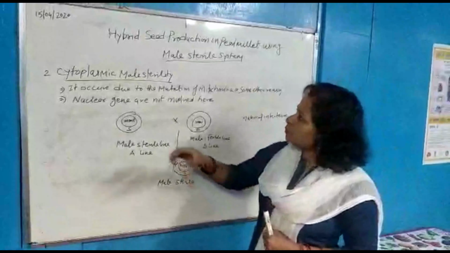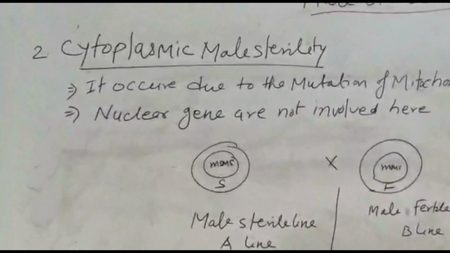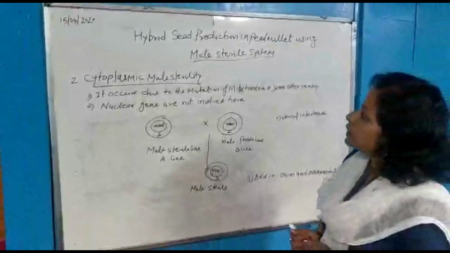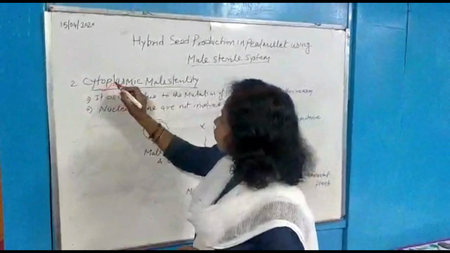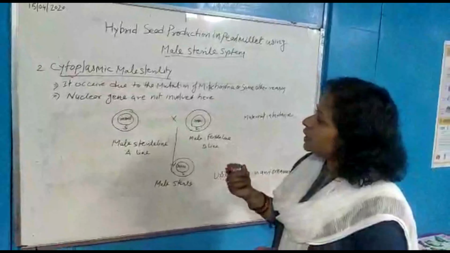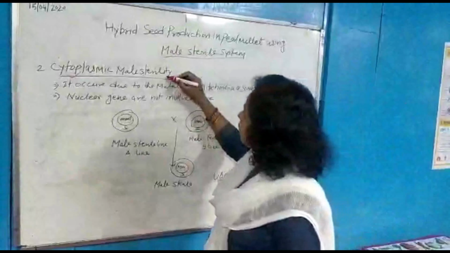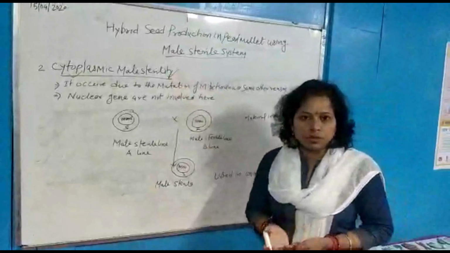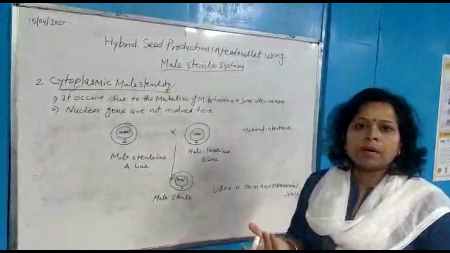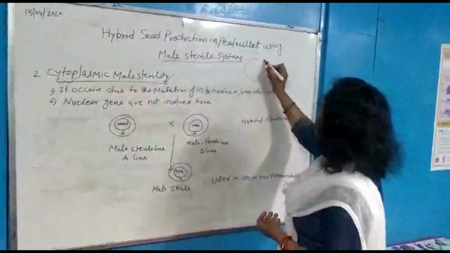The second one is cytoplasmic male sterility. In cytoplasmic male sterility, the nuclear genes are not involved; only the cytoplasm of the cell or the plant governs the sterility. This type of male sterility is due to mutational changes in the mitochondria or other parts of the cell. We can understand this by one structure.